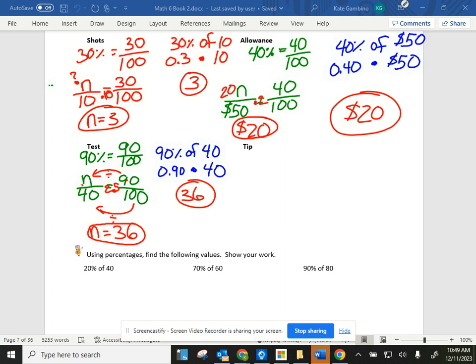And our last one, our tip. The bill at a restaurant was about $60 and I left a 20% tip. How much was the tip? So how would I write that with my fractions? Looking back on what we did for the shots, the allowance, and the test, how would I write that for the tip? Jimena?